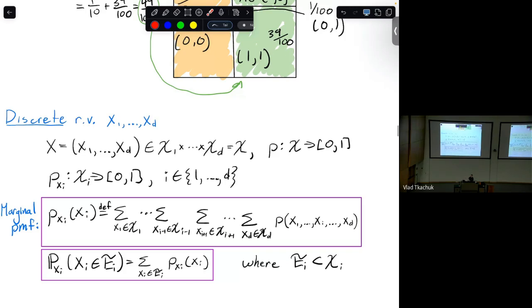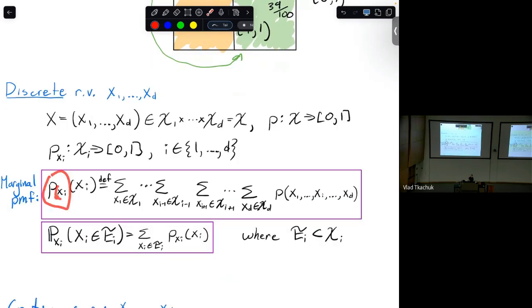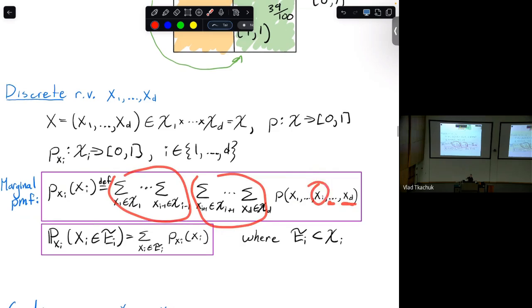So what does this look like? If I want the PMF for random variable xi, which maybe describes some property, only one property you care about, like maybe the house's age. Well, then to get that PMF, you take the joint PMF and you sum up over every other value. So you're going to sum up over x1 up to xi minus 1, and then xi plus 1 till xd. So that's what all these sums are. And you're not going to include the sum for xi, because that's the thing you care about. And that will give you the probability of that particular outcome for just that fixed value.